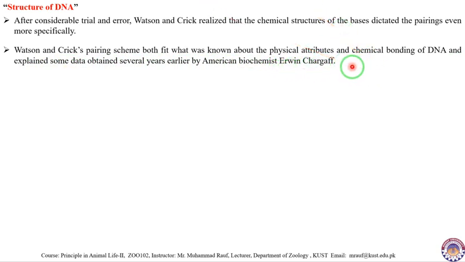Now, Erwin Chargaff, in the early 1950s, presented the Chargaff rule, in which he discussed the amount of different bases in DNA, and he said that the amount of adenine will always be equal to the amount of thymine, and the amount of cytosine will always be equal to the amount of guanine.